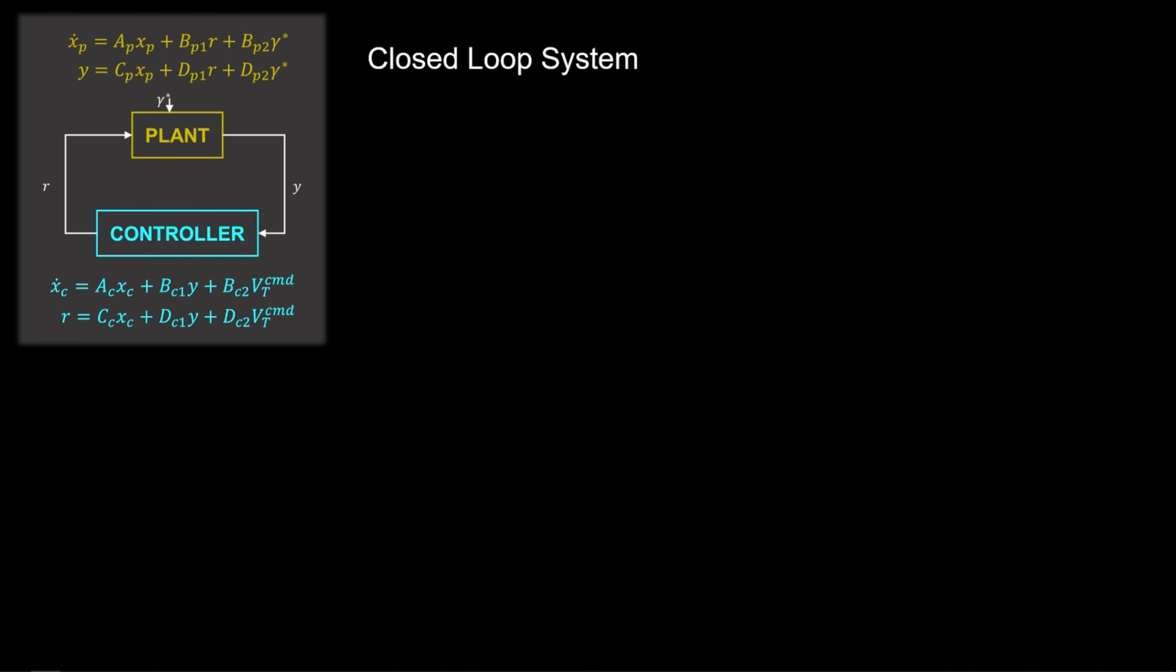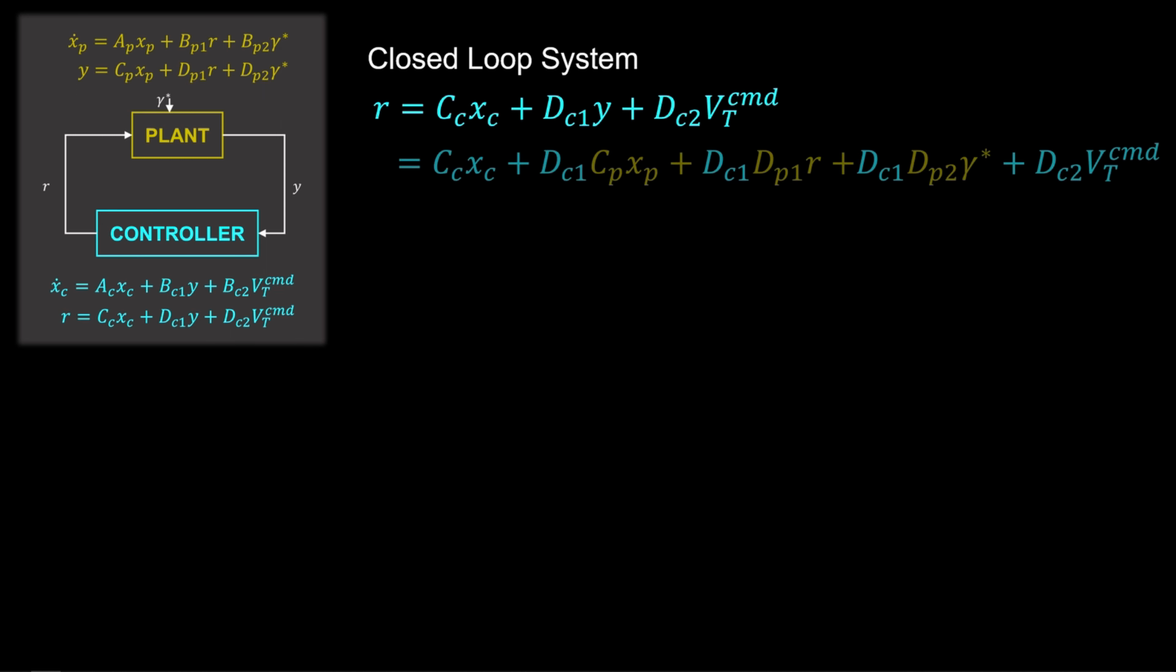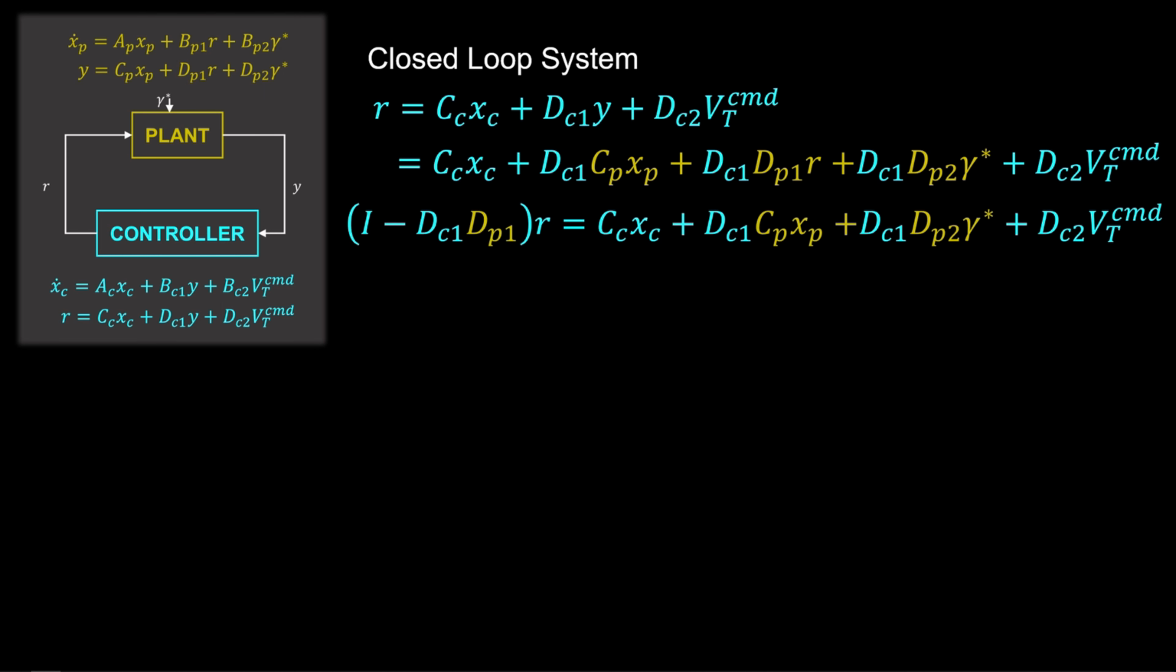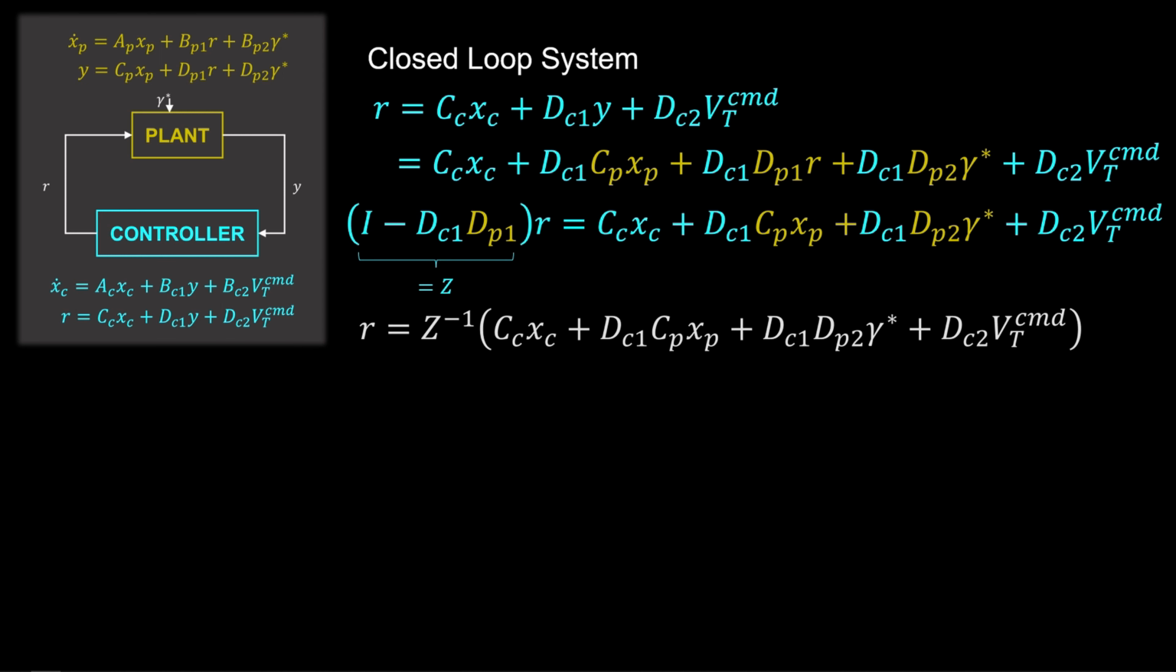Start with the controller output equation R. The plant output Y goes into the controller equation. Make that substitution. Notice R appears both on the right and left-hand sides. Bring R to the left-hand side. Factor to obtain a matrix Z, and invert Z against the right-hand side. We now have an equation for R. Let's feed this into the plant.